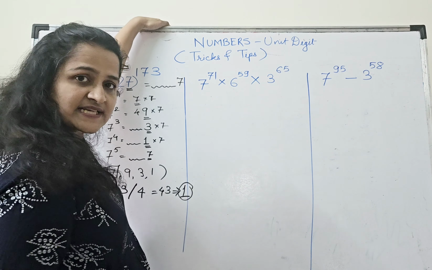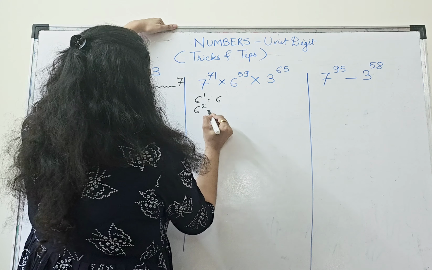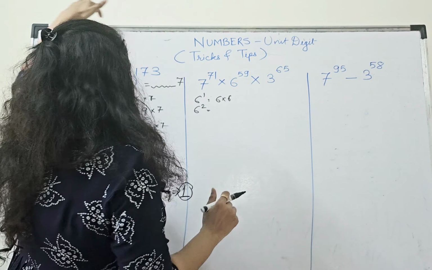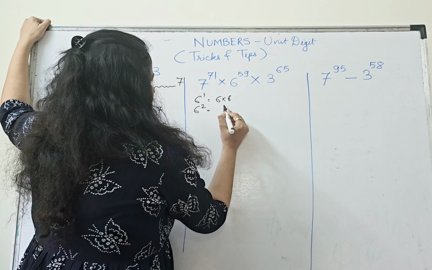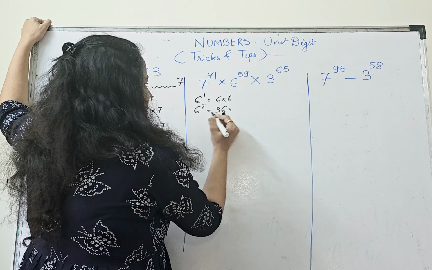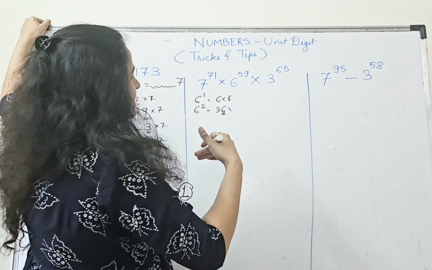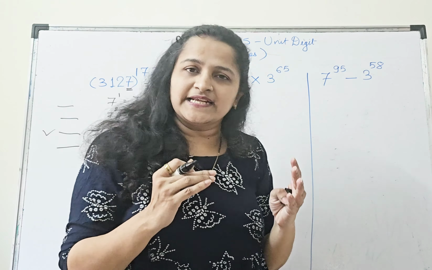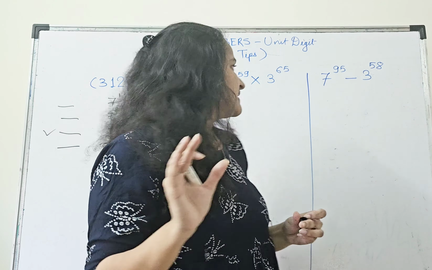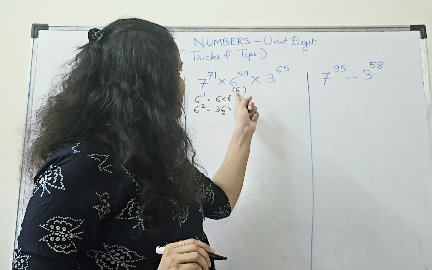Now what's the pattern of 6? Let's see quickly. 6 raised to 1 is 6. 6 raised to 2 is what? 6 into 6. So how much does that come to? 36, right? So 36 means again 6, right? Then 6 raised to 3, if you multiply it by 6 again, it is again 6. So you're getting my point. So 6 raised to anything is going to end with 6. Yes, so this pattern is very simple. Just one number in this pattern, that is 6.